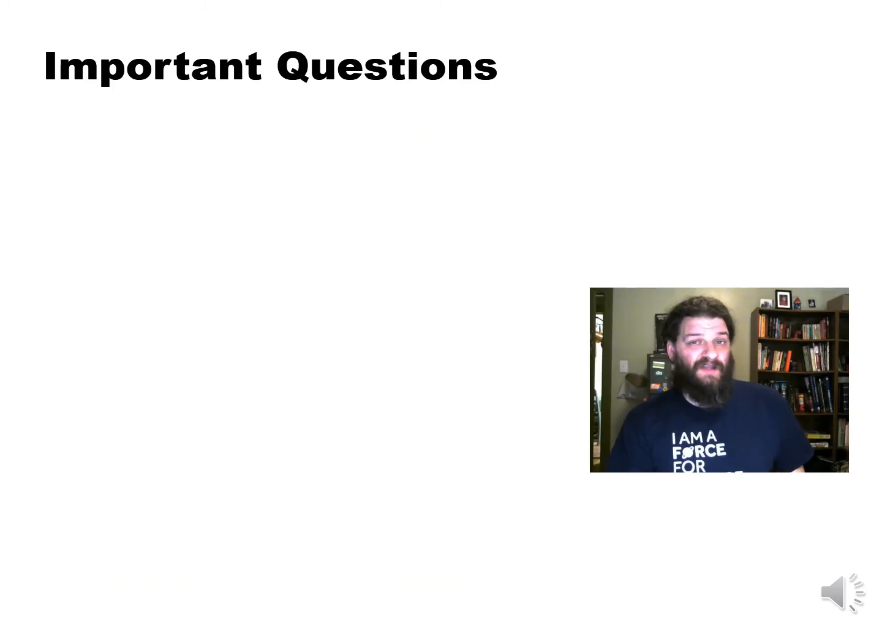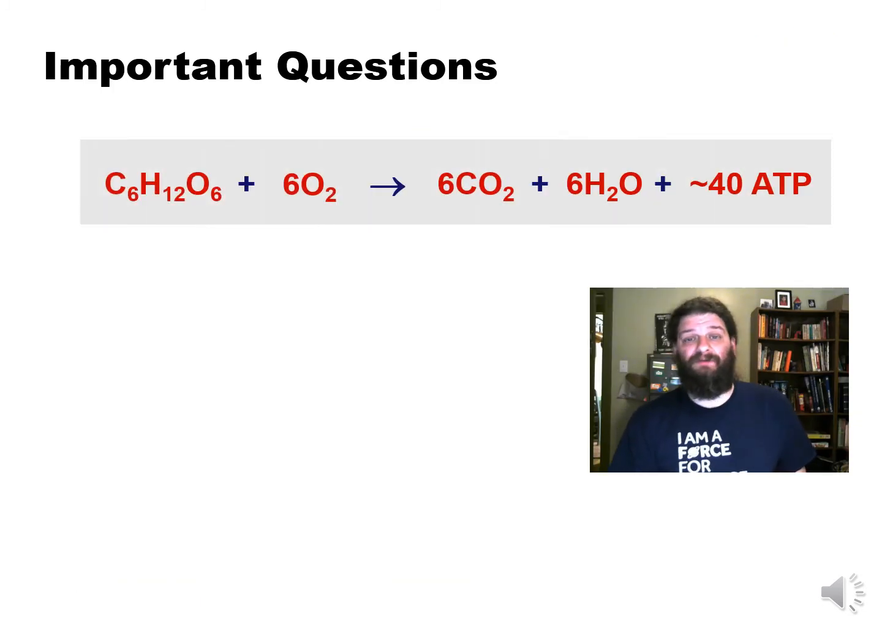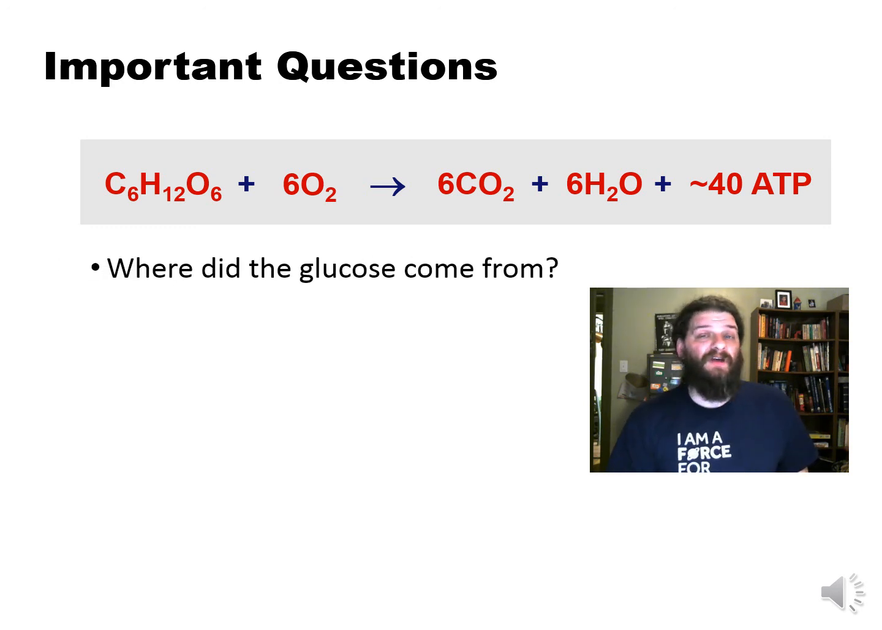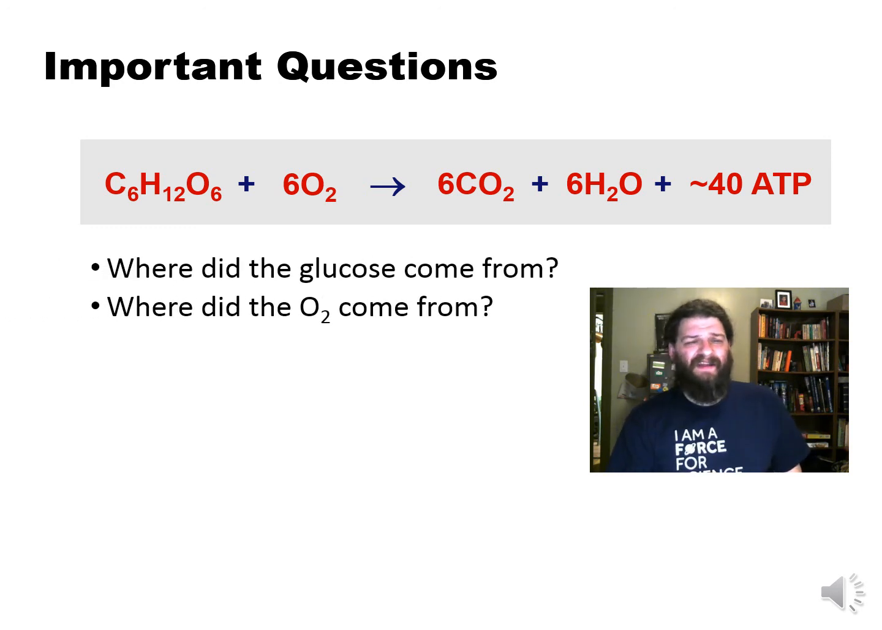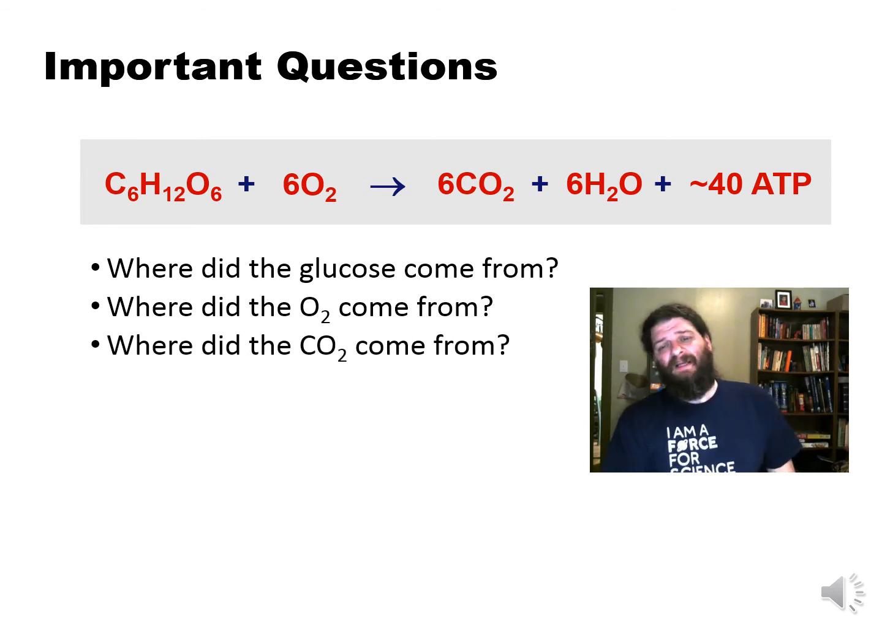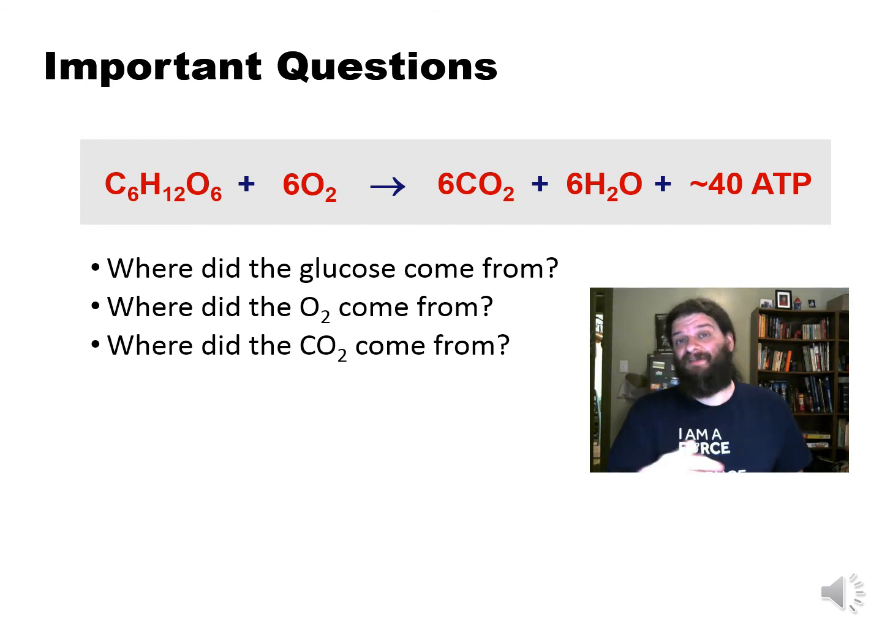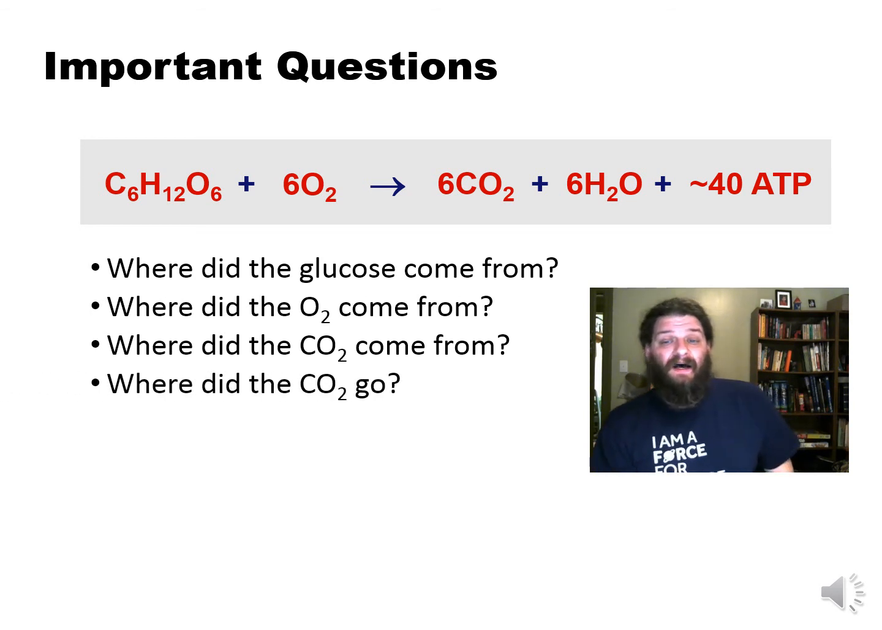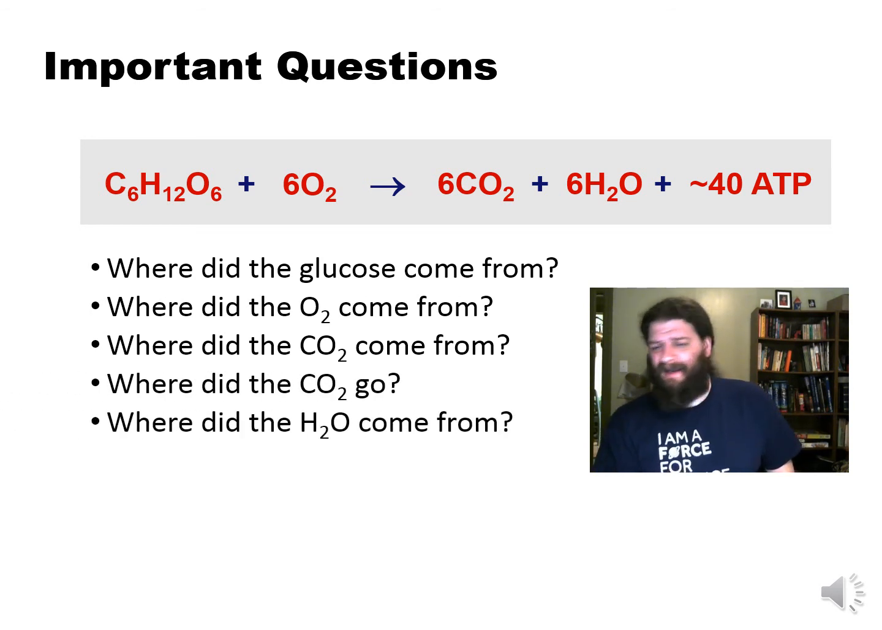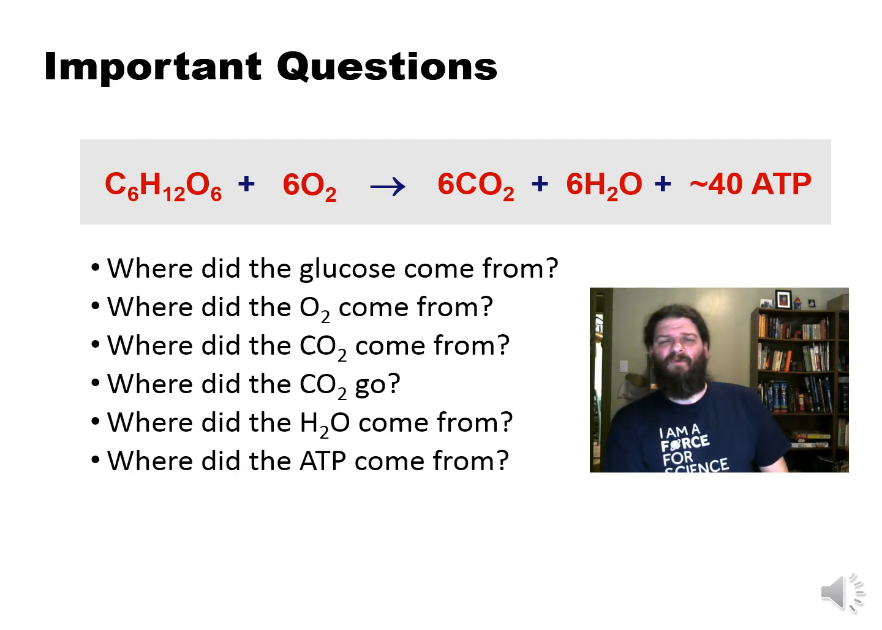Some important questions to keep in mind as we are pondering good old glucose plus 6 oxygen yields 6 carbon dioxide, 6 waters, and about 40 ATP molecules are: where did the glucose come from in the first place? And how about that oxygen? Where are we getting that from? And the carbon dioxide? Where in this equation does the carbon dioxide actually come from? And where does that carbon dioxide end up? And where are we getting all that water from?